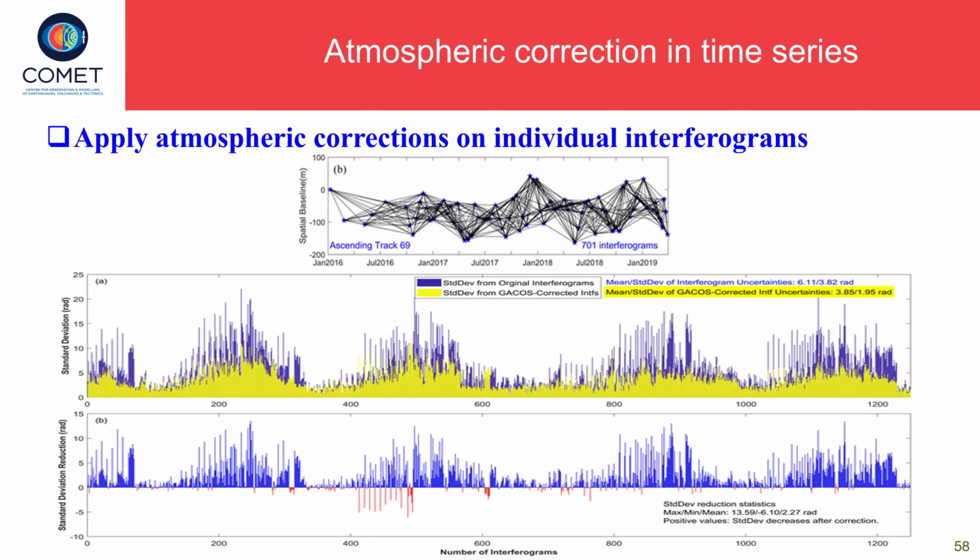I will not talk about the details of the time series analysis, but here is a strategy to use. You can correct the atmospheric error on each interferogram individually. For example, in this case, you have over 1,000 interferograms and you do the atmospheric correction for each one. The blue line is the original standard deviation of the interferograms, and the yellow line is the standard deviation after correction. You can see nearly all the interferograms are reduced in terms of standard deviation. After that correction, your noise becomes more random, and the noise level becomes much smaller. So in this case, you can do a better time series analysis.